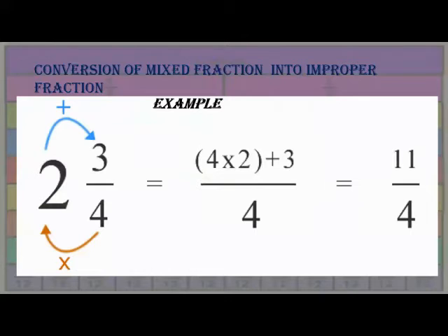Now we are moving to another topic, which is conversion of mixed fraction into improper fraction. As you know, a mixed fraction is a whole number and a proper fraction, like 2 whole 3 upon 4. How can you convert a mixed fraction into an improper fraction? First of all, you have to multiply 4 into 2, then add the numerator. 4 2s are 8. 8 plus 3 equals 11. So 11 upon 4. This is the conversion in which you are converting a mixed number into an improper fraction.